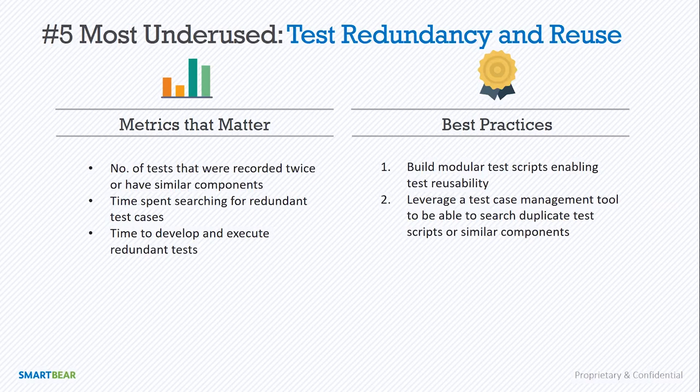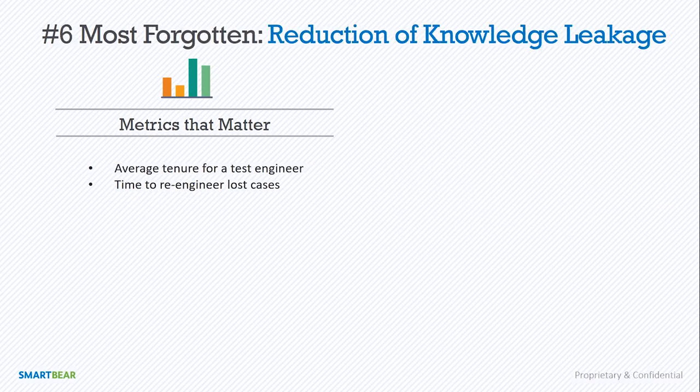The last measure is really the most forgotten one, and that's the reduction of knowledge leakage. So an average tenure for a test engineer could be 3 years, 3 to 5 years, depending on where they may be moving next. And there is some knowledge leakage that does happen because it does take time to re-engineer those lost cases.